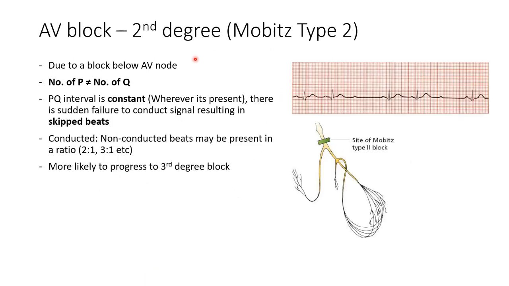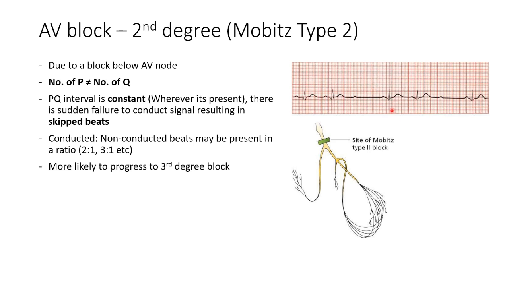Okay, now let's have a look at the Mobitz type 2 block. This happens because of some sort of block that's below the AV node. How does it manifest? The number of P waves is not equal to the number of QRS complexes, similar to type 1. However, over here, instead of the PQ interval increasing in a successive manner, it is constant, and there will be a sudden failure to conduct a signal resulting in a skipped beat. If you have a look, the PQ interval is prolonged, P and QRS present, similar PQ interval, P wave, but no QRS complex. So that's like a random skipped beat.